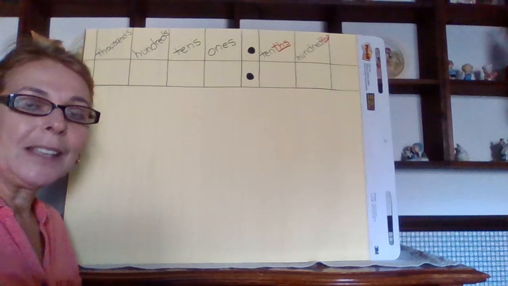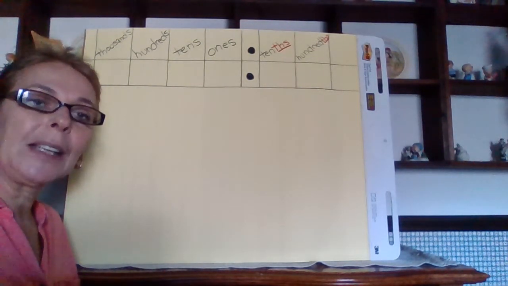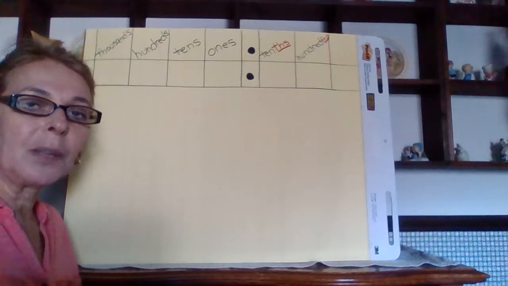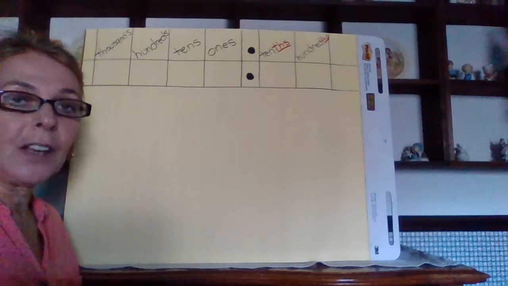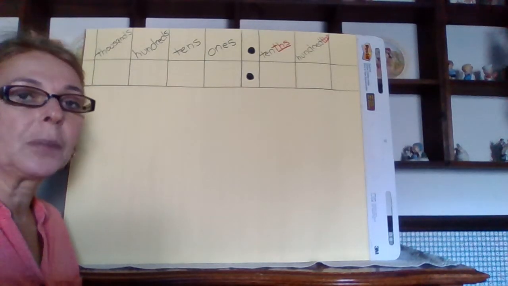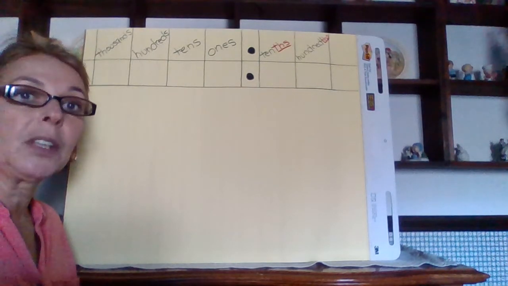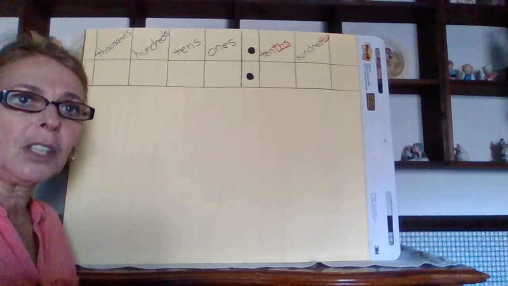Boys and girls, in this video, we're going to take a look at another way to write numbers as parts of a whole. You notice behind me I have a place value chart. You all should be familiar with this place value chart. You've been looking at it for most of the year.